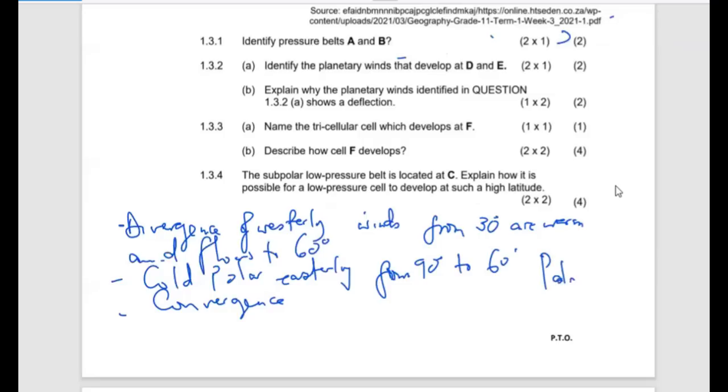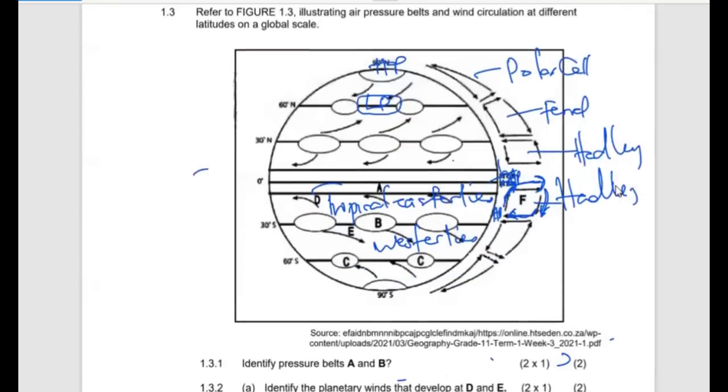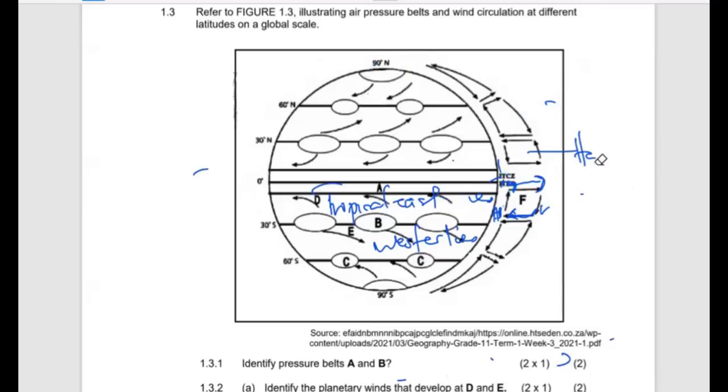Remember, we're talking of the polar front here, around 60. At the polar front, we have cold air. Using this illustration, we are having around 60, that is where we have our polar front. And we are saying, why is it possible that we have lower pressure in that region, and we are having a high latitude? We are supposed to be having high pressure in higher latitudes.